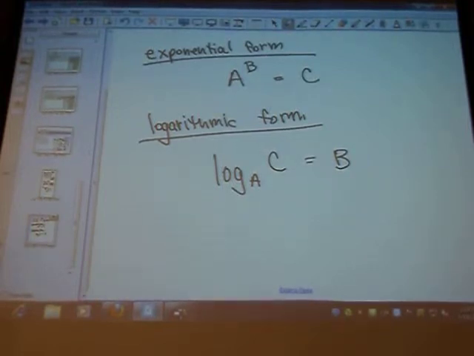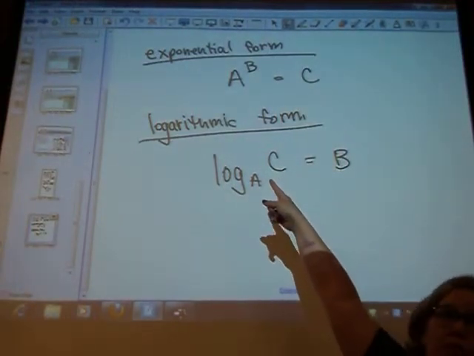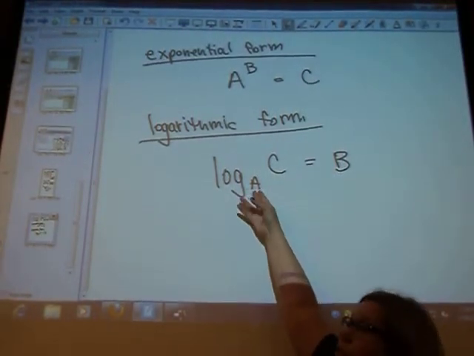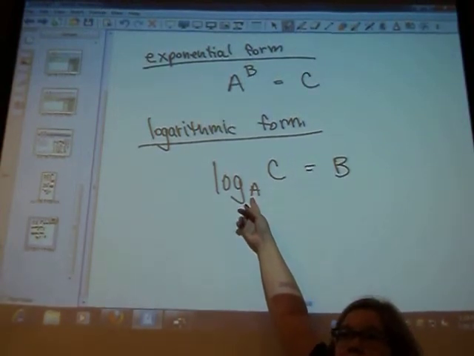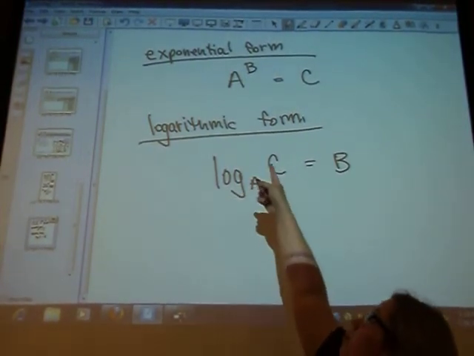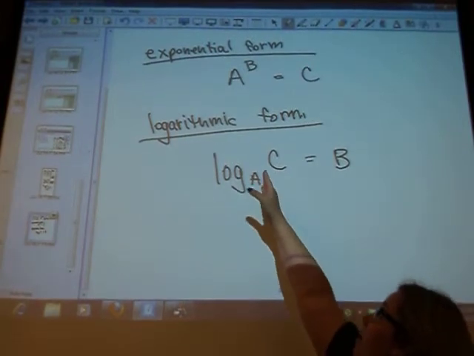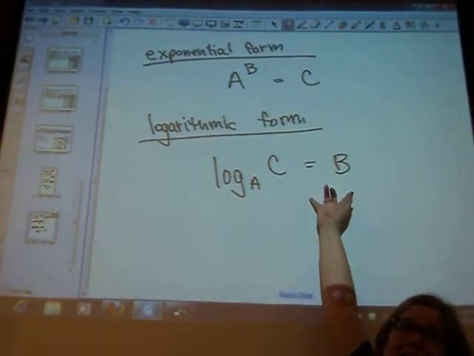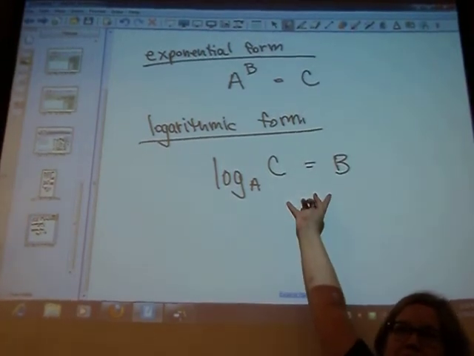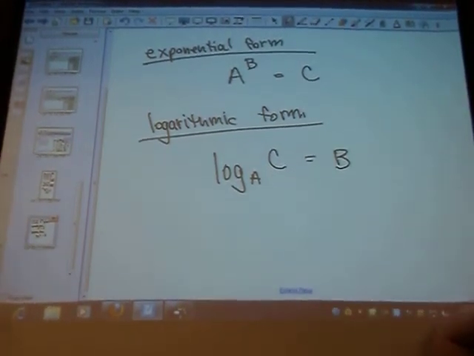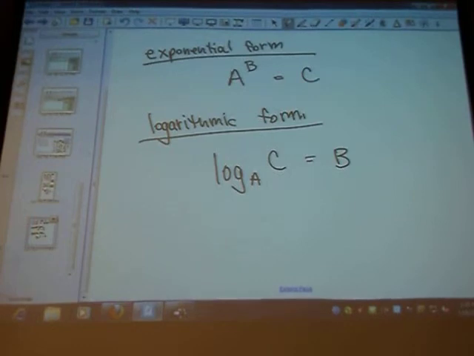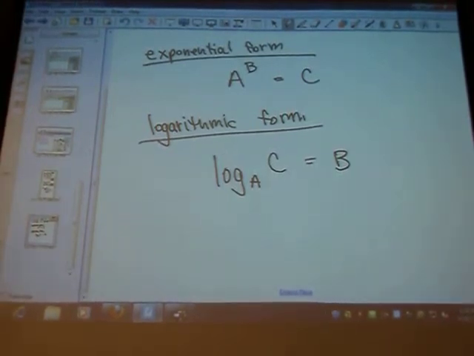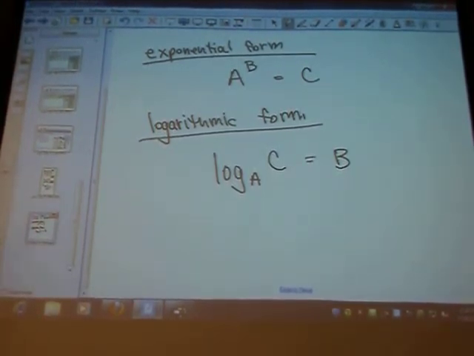Now the way you need to work this is that the base of the exponential function is the same as the base of your logarithm. So the base on top is a, and here the base is a. The other two numbers switch places with respect to the equal sign. So the base stays the base, the other two numbers switch places.